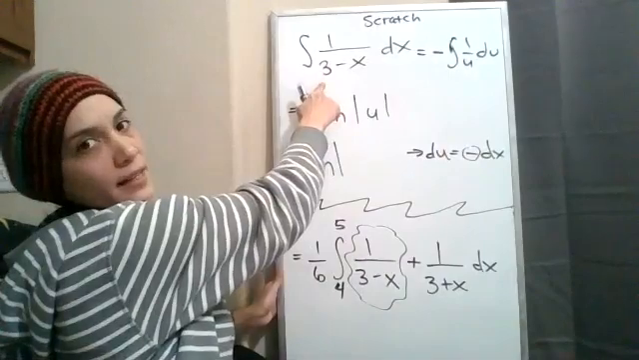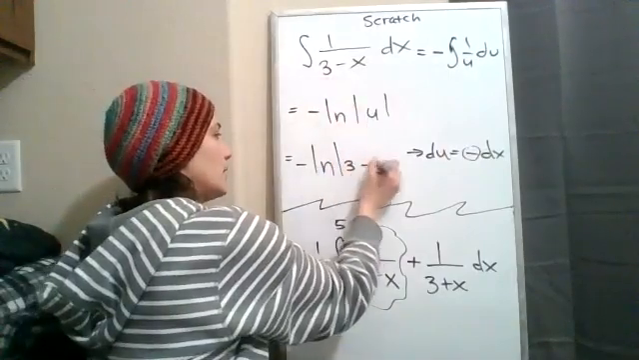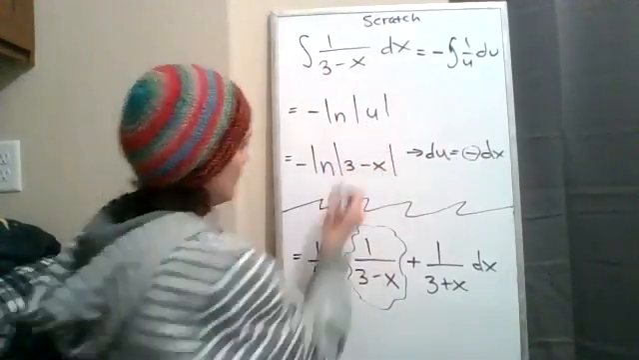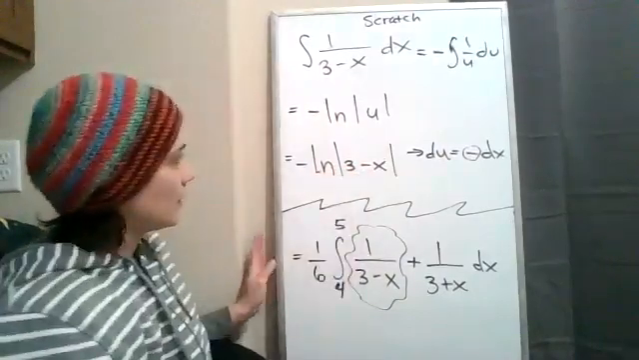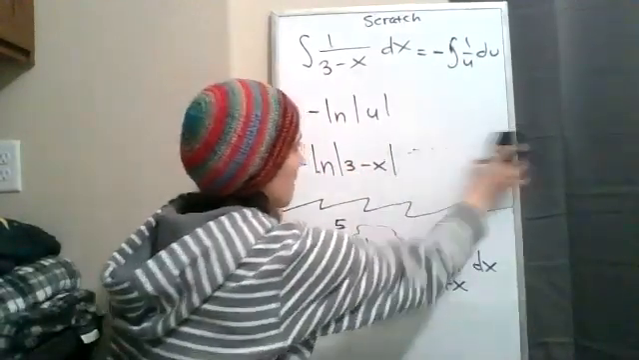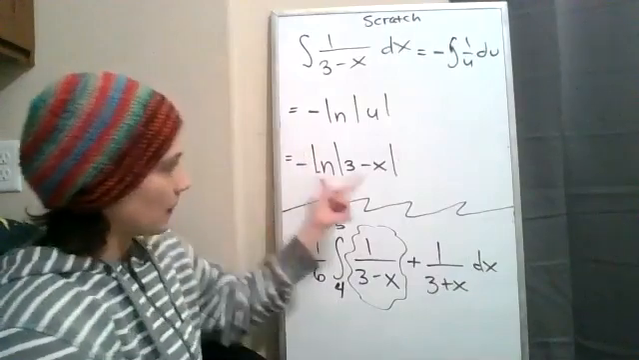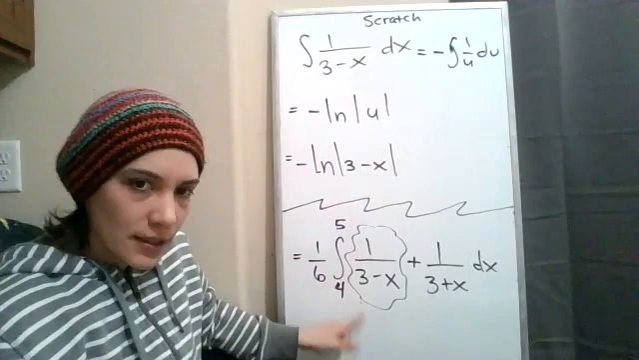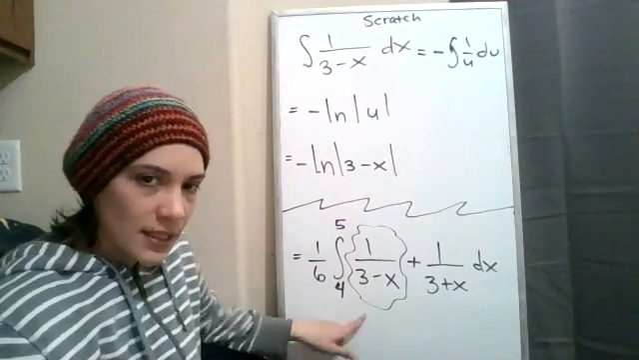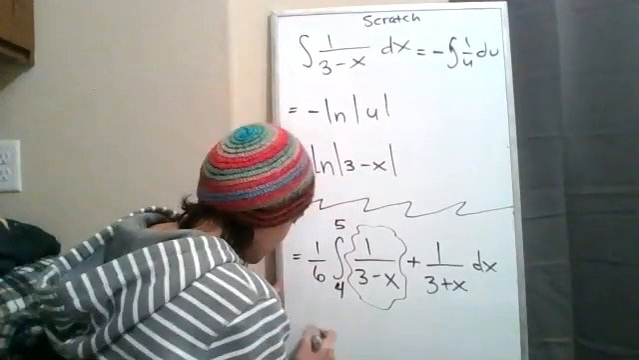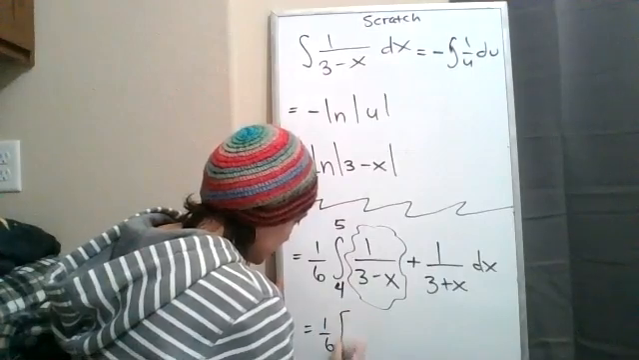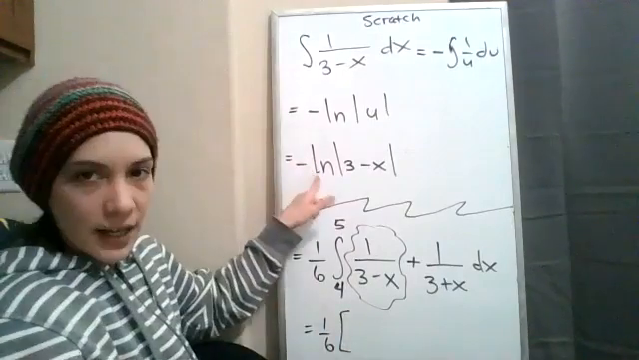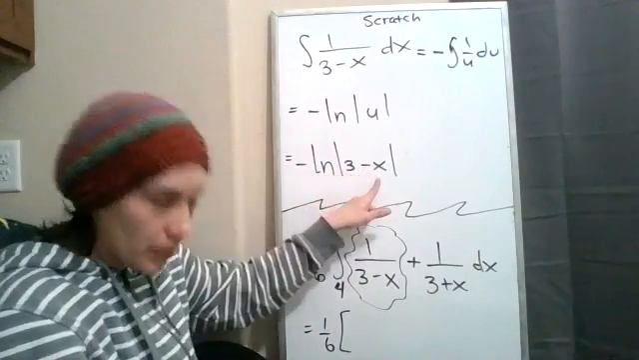U was 3 minus x, so we're going to put that back in there and call that part good. Okay, so let's get at least this piece written. So we need a 1/6 times negative ln, absolute value, 3 minus x.